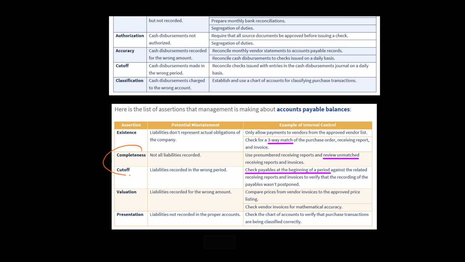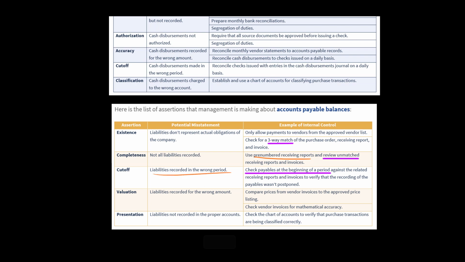In terms of completeness assertion, again, the danger is the company did not record all of its liabilities, right? They understate their liabilities. So the auditor wants to know that this company has internal controls in place to try and check whether all liabilities are being recorded. So if the company's using pre-numbered documents, if they're reviewing unmatched receiving reports and invoices to see, hey, what happened here? In terms of verifying the cutoff assertion, want to make sure that liabilities were recorded in the correct period.